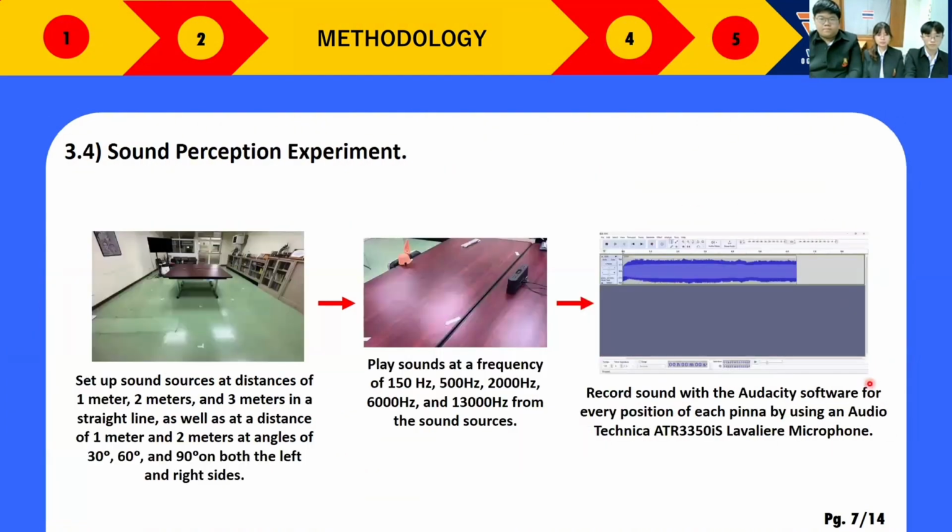Then, we conducted the experiment by recording sounds played at frequencies of 150, 500, 2000, 6000, and 13,000 Hz from the sound source at a distance of 1 meter, 2 meters, and 3 meters in a straight line, as well as at a distance of 1 meter and 2 meters at an angle of 30, 60, and 90 degrees on both the left and right sides, by using Audacity software.